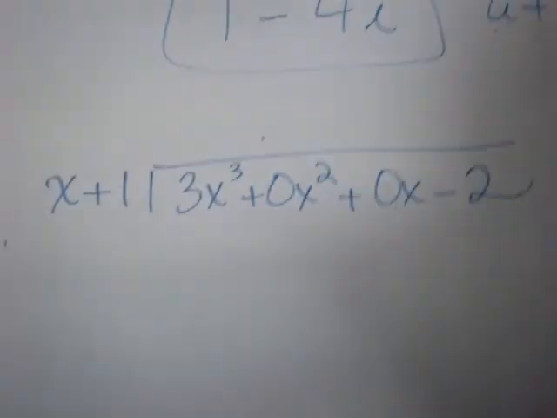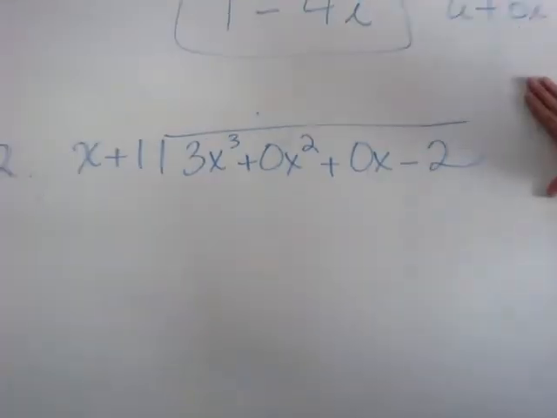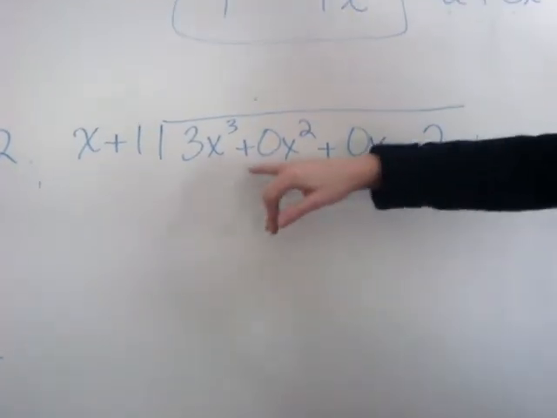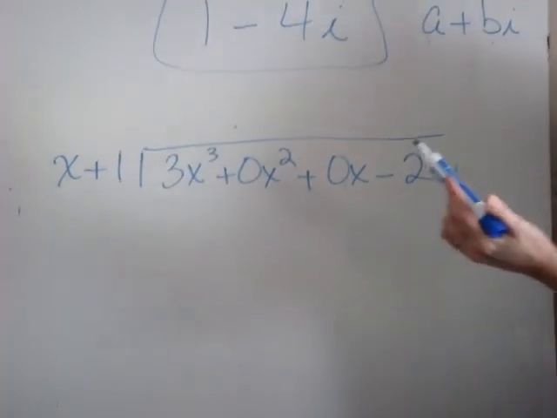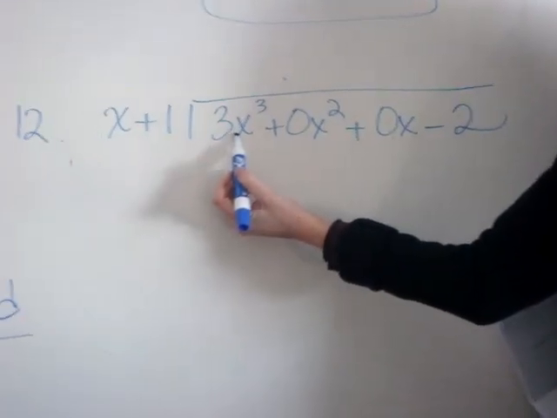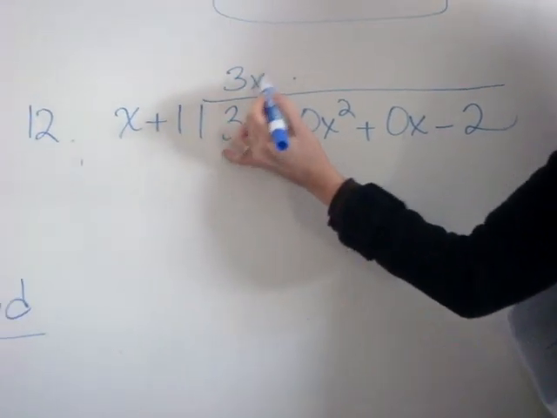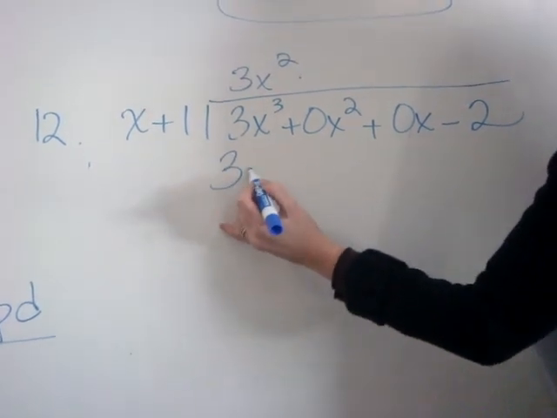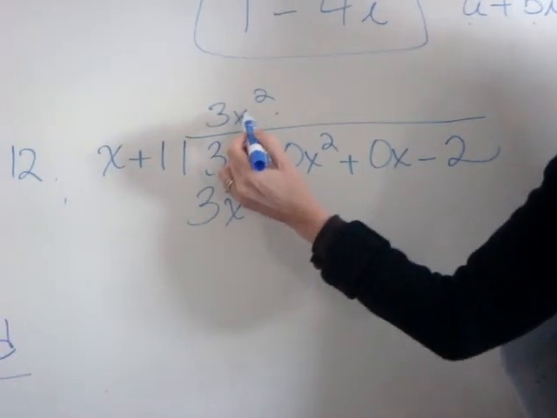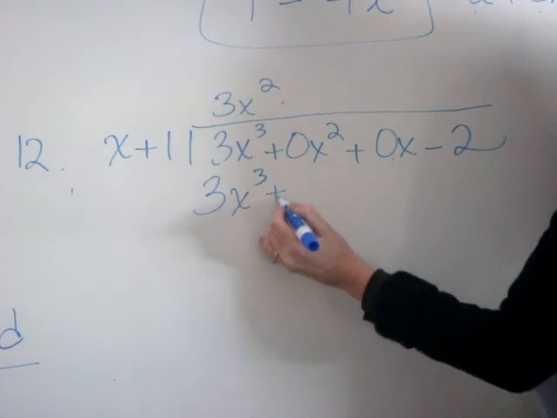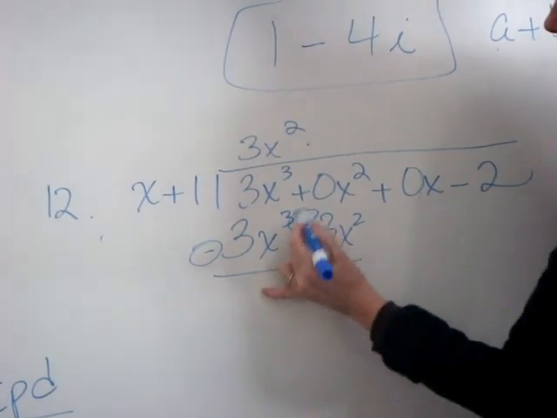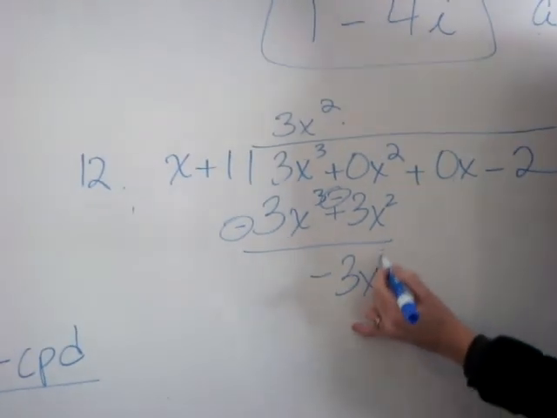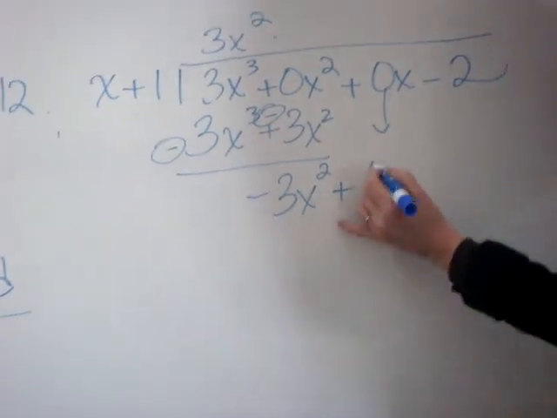Okay, last one on this board is dividing. I already put it in the right form. Most of you added your 0x and 0x squareds. So let's just start dividing. X goes into 3x cubed, 3x squared times. So we get 3x cubed. And then we take this times this plus 3x squared. Change your signs and add, so we get negative 3x squared. And bring down your next term.